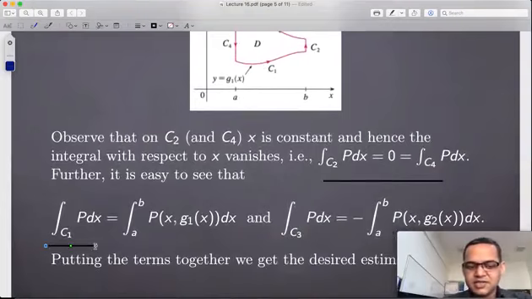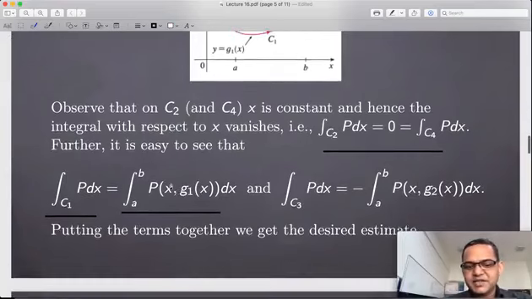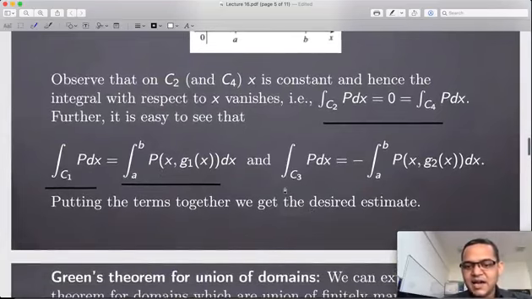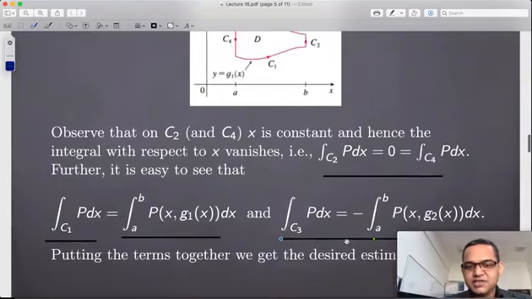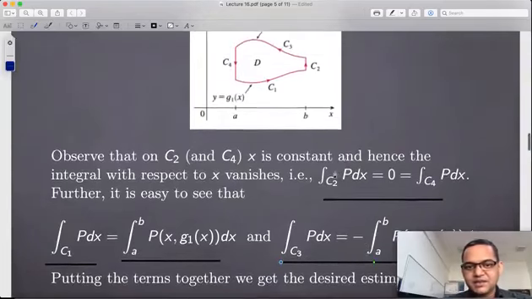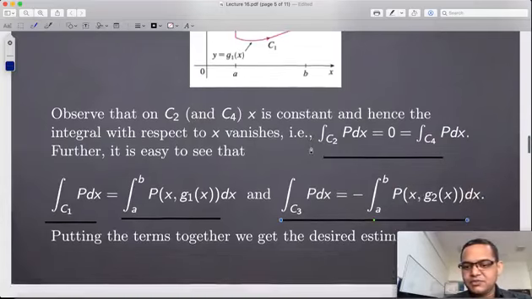Integral along this c1. So you write the parameterization. The parameterization of this curve is given by this function g, and the variable is changing from a to b. So this is precisely what you have. And that's all, because we cannot solve it further because there is no explicit expression for p and g. So we just leave it like this, and this integral along c3 is going to be, as I said, because this is going in the opposite direction, it's not starting at a, it's rather starting at b, so there's going to be a minus sign.